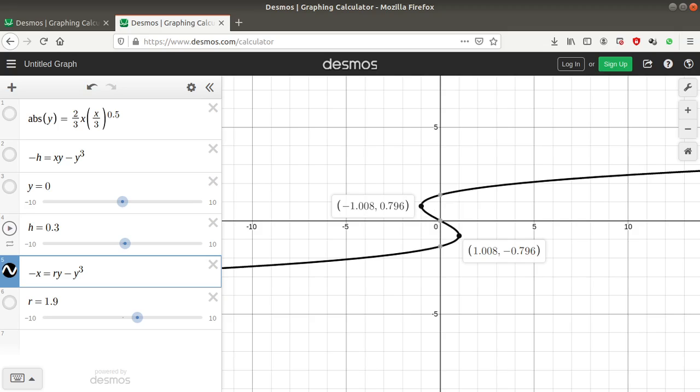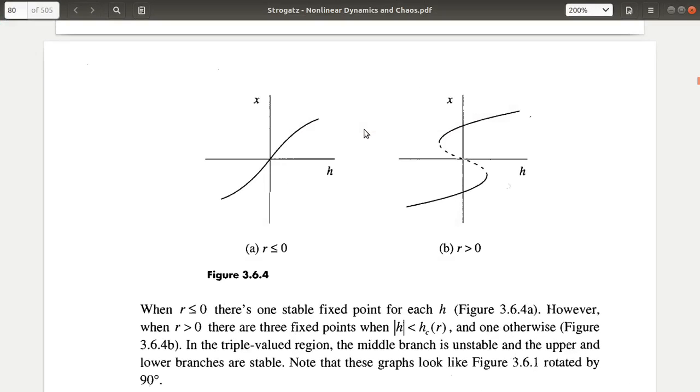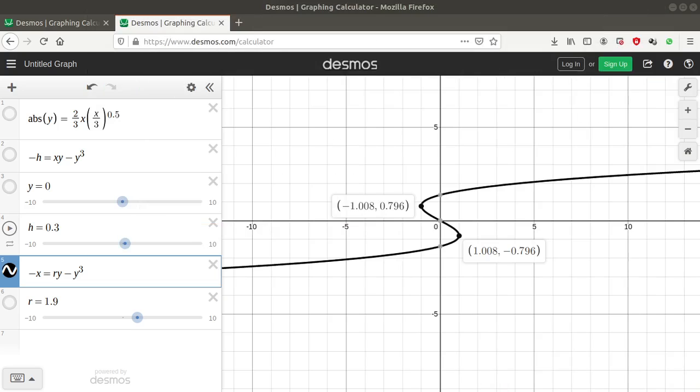And if you see the bifurcation diagram in the book, it will look like this. This branch is stable, this branch is stable, and this branch is unstable, and such a thing will occur only when r is positive. When r is negative, there is no bifurcation.